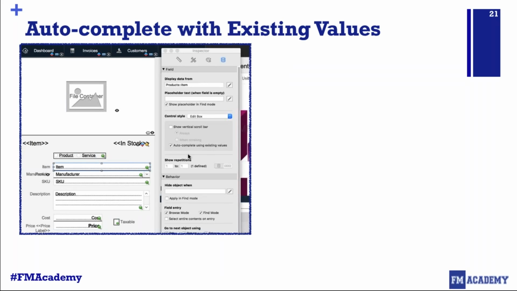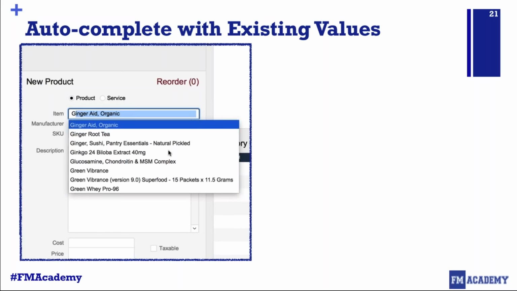Another thing to keep in mind is autocomplete. That is not supported in WebDirect. So autocomplete is this thing. I'm showing you layout mode right now, where this field item is an edit box, but I'm auto-completing using existing values. So in FileMaker client, if I type in a new item and I type the letter G, for example, I get this beautiful value list of everything that starts with G. And that can help your user if that's a useful thing.